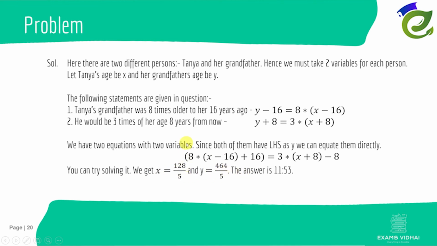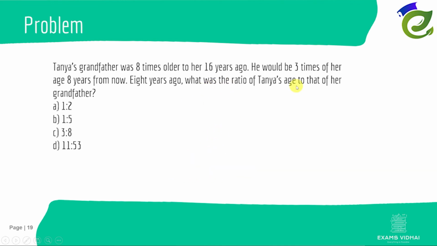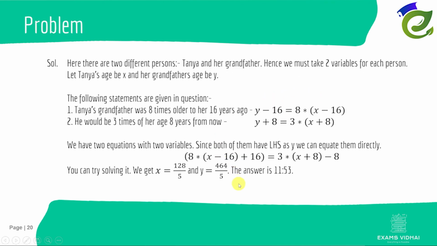So what was the question asked? What was the ratio of Tanya's age to her grandfather's? So we're going to just divide them both. We'll get 11 is to 53. This is the answer, 11 is to 53.